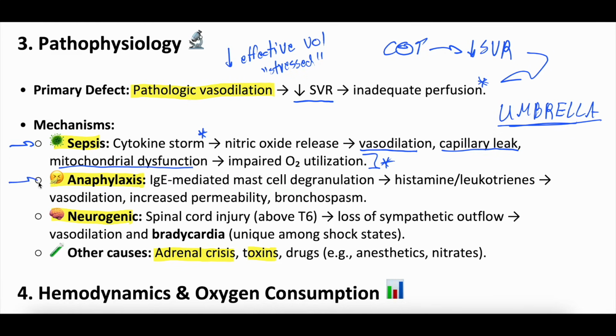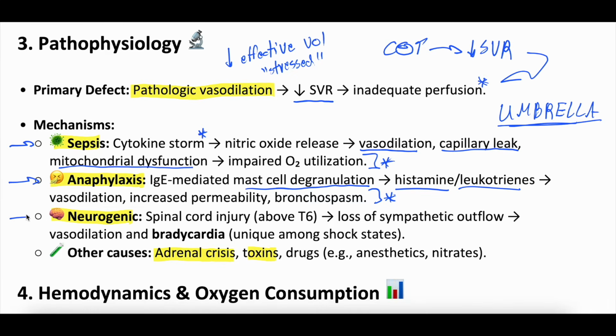Whereas an anaphylactic distributive shock, this is usually IgE, immunoglobulin E mediated. Your mast cells degranulate, and you get all this IgE that leads to mast cell degranulation, and that releases histamine and leukotrienes, and that leads to vasodilation and increased capillary permeability, and you get other things like bronchospasm and swelling. So that is anaphylactic distributive shock, which behaves differently than septic distributive shock.